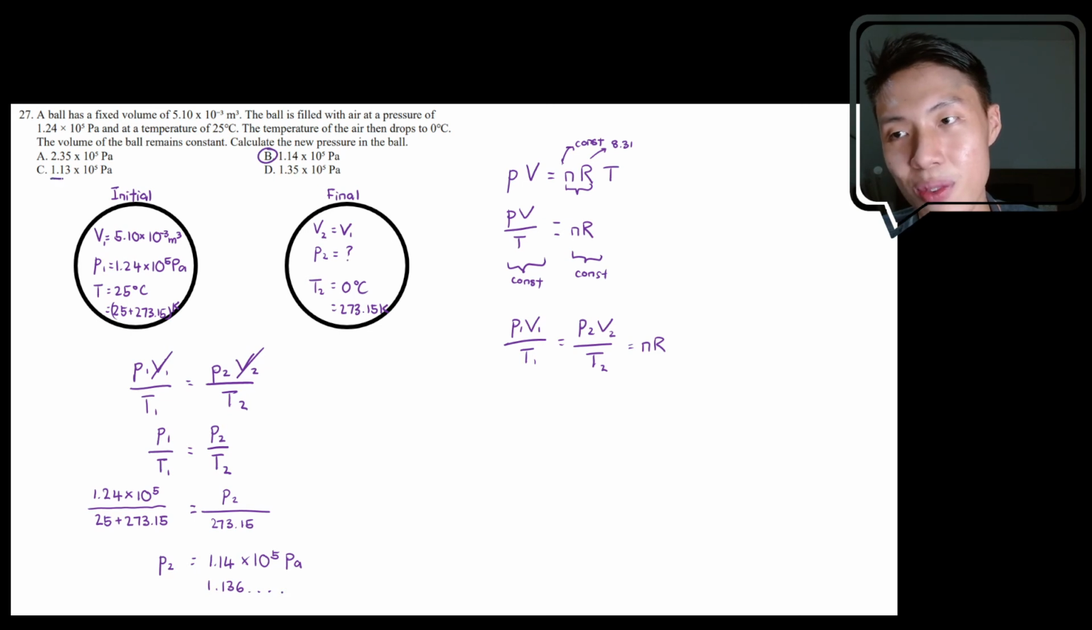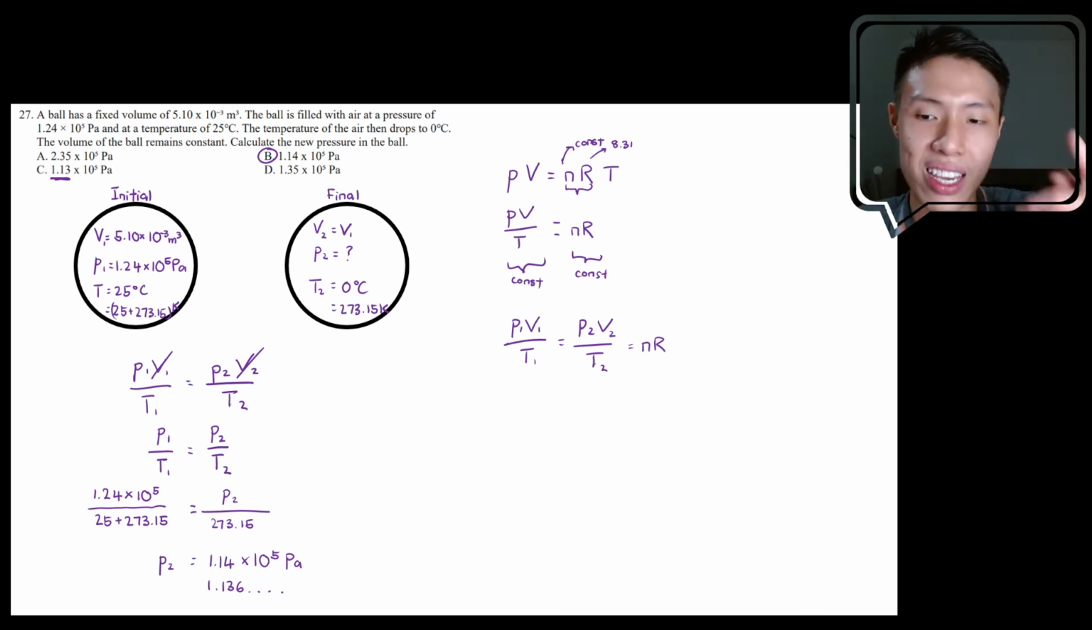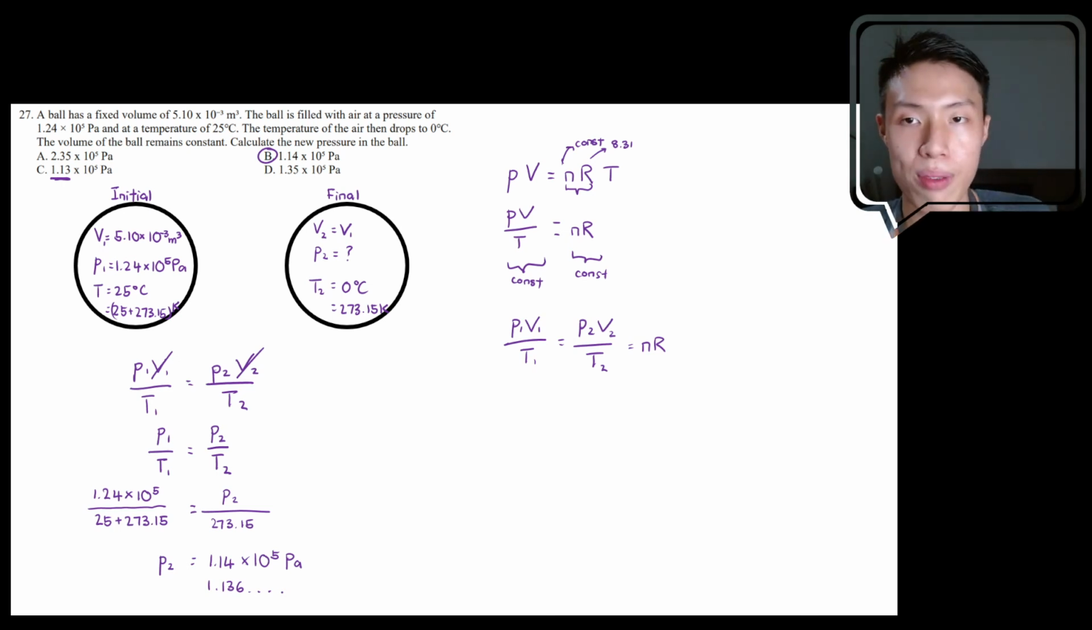It's a bit weird why we put 1.13 over here. Technically it should not be that close, but if you round it up properly, you should get 1.14. Okay, so that's how you solve question 27 using the concept of the ideal gas law.